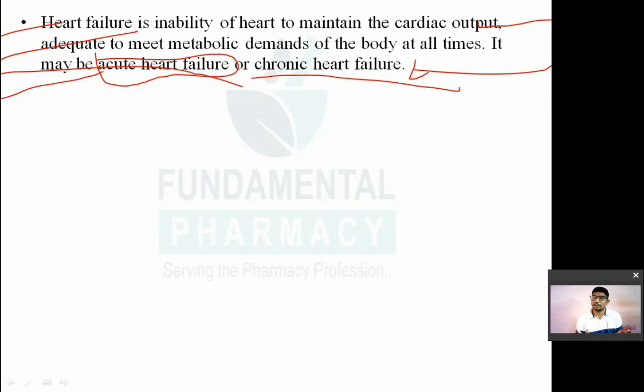But when you start doing exercise, at that time the demand of your body, that is cardiac output, will increase, and at that time your heart will not be able to supply that cardiac output. Okay, so at that time you are suffering from heart failure.